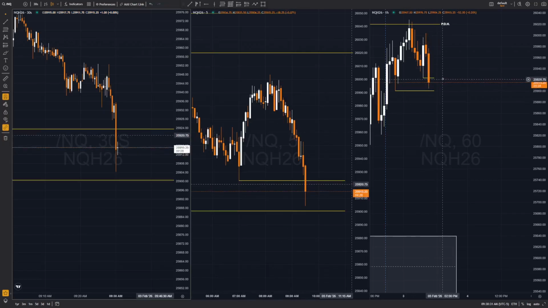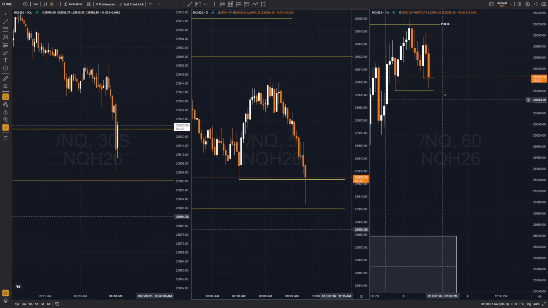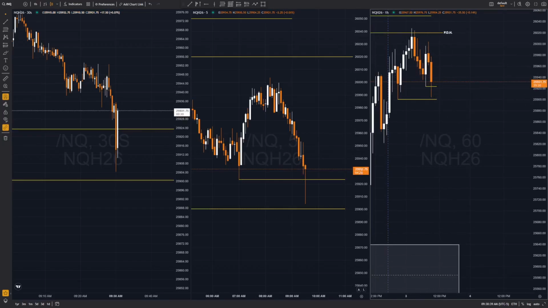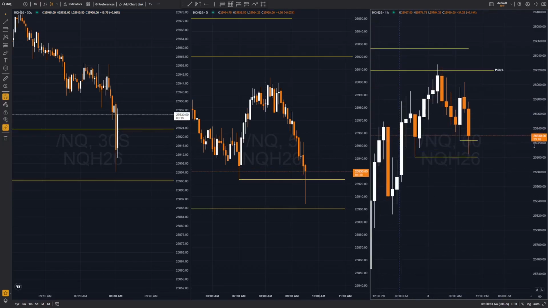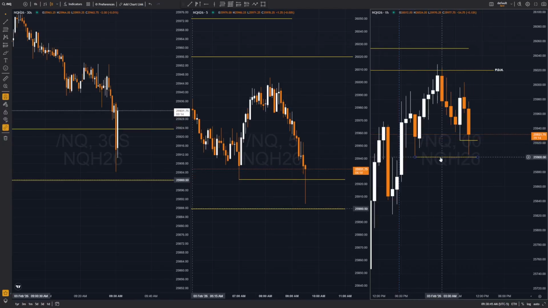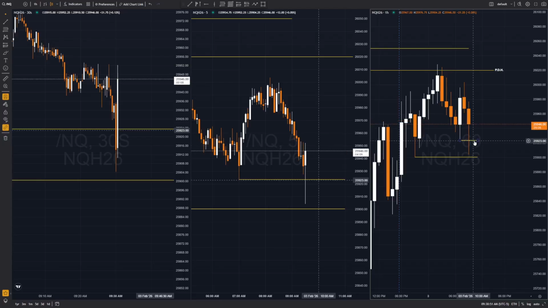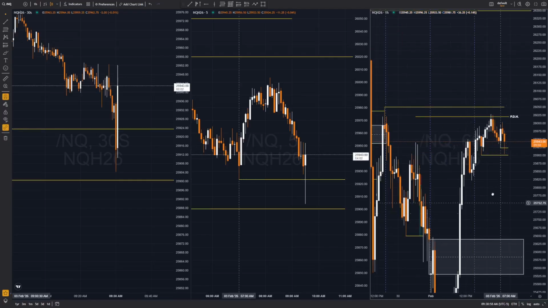All right, so far we swept the internal low. Looks like we're coming back up. Now we have relative equal lows, which is usually a draw on liquidity. But 5 minute looks like it's sweeping and rejecting. We're pretty far from this gap.